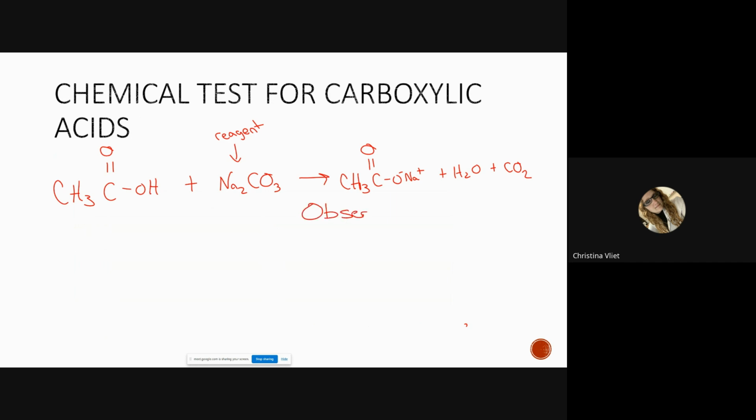So the positive test would be bubbling or fizzing, or the fancy Cambridge word is effervescence. What? You don't like that word? It's too much? It's too extra? Yes. All right, just write bubbling.